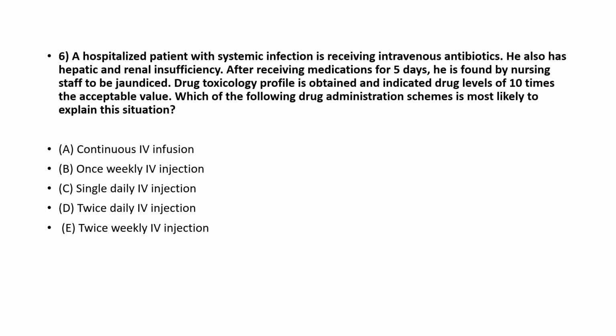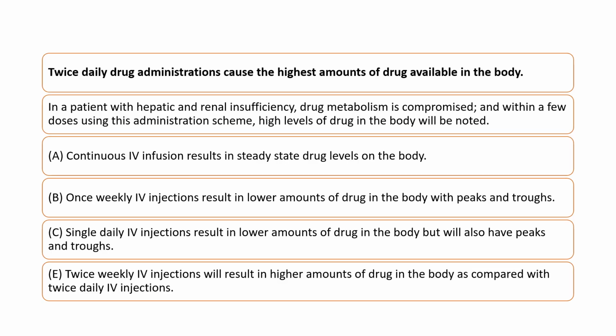So the options are continuous IV infusion, once weekly IV injection, single daily IV injection, twice daily IV injection, twice weekly IV injection. So here the correct answer is option D, that is twice daily IV injection. This twice daily IV injection is responsible for the toxicity due to this drug. Twice daily drug administrations cause the highest amounts of drug available in the body. In a patient with hepatic and renal insufficiency, drug metabolism is compromised, and within a few doses using this administration scheme, high levels of drug in the body will be noted.